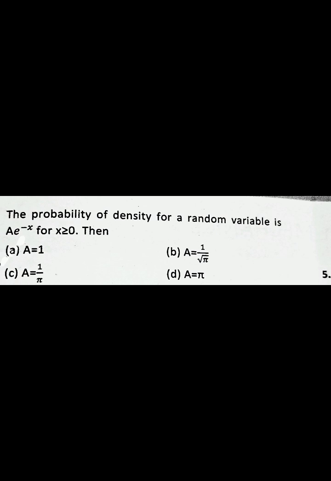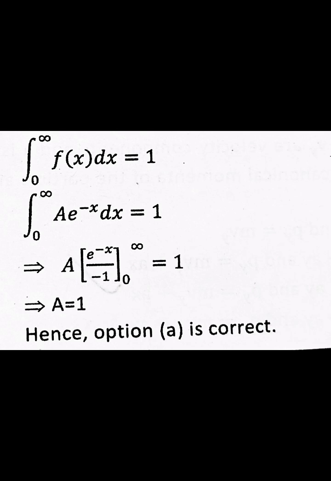Next question is, the probability density for a random variable is a e raised to minus x for x greater than or equal to 0. Then we know that the probability for a function can be written as integral over 0 to infinity f of x dx is equal to 1. Here the function is a e raised to minus x. That is, integral over 0 to infinity a e raised to minus x dx is equal to 1. And this is a e raised to minus x divided by minus 1, the limit starts from 0 to infinity, and this is equal to 1. Solving this, we get a is equal to 1. That is, option A is the correct answer.